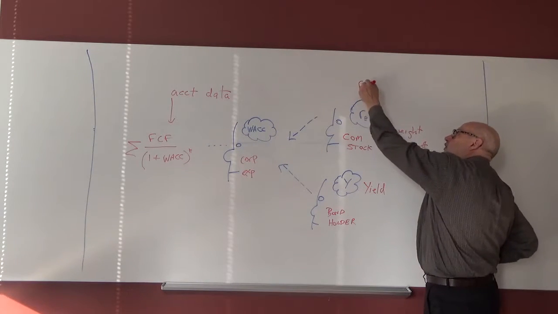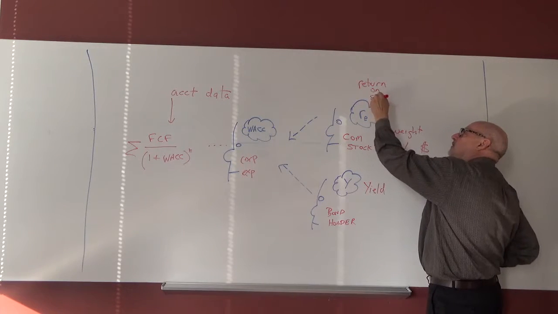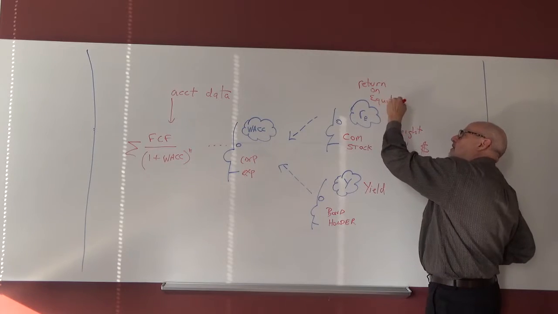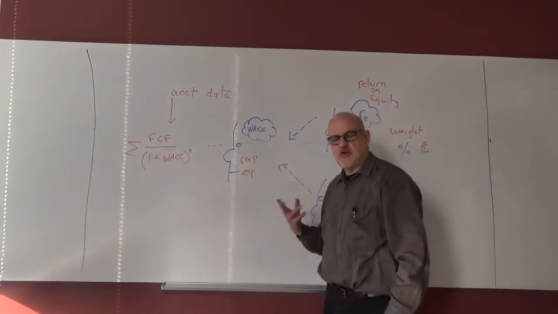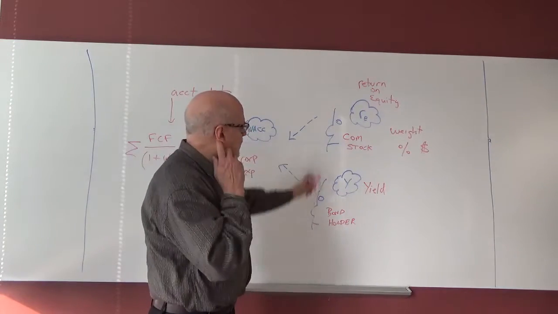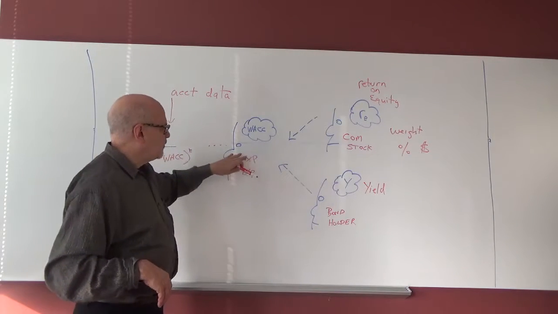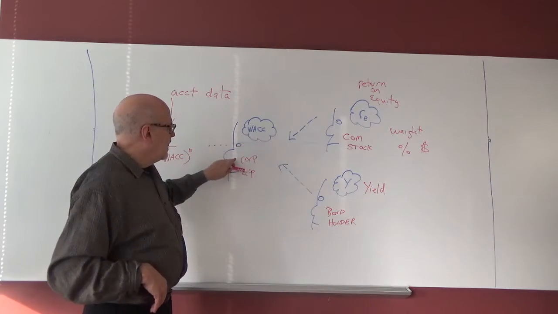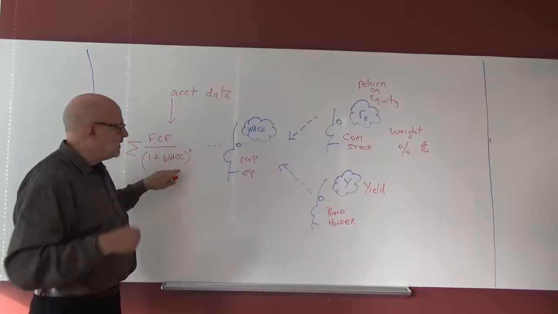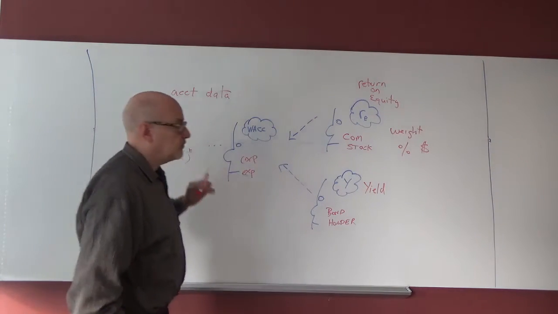So up here we call it the return on equity. Down here we call it the yield. But it's the same concept. It's how much return these individuals want for the risk that they're taking. We take a weighted average of their two requirements, and that creates the weighted average cost of capital, and that's the discount rate that the executive is going to use to evaluate these projects that generate these free cash flows.